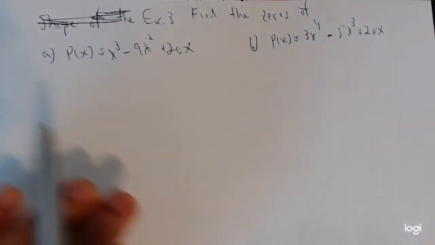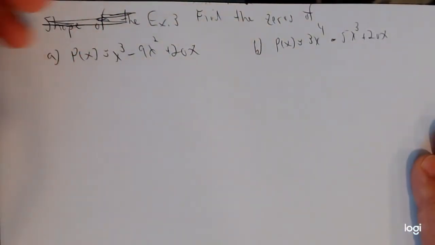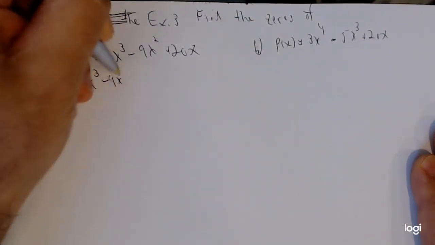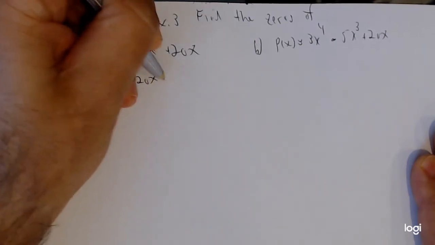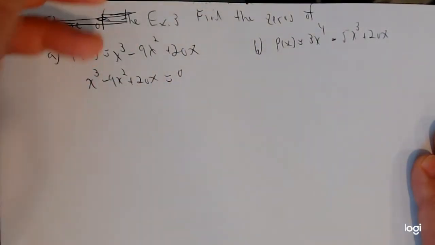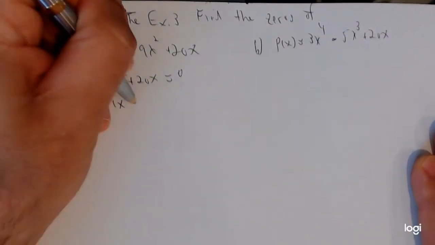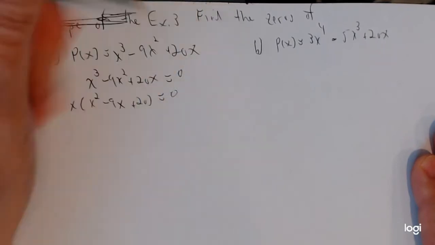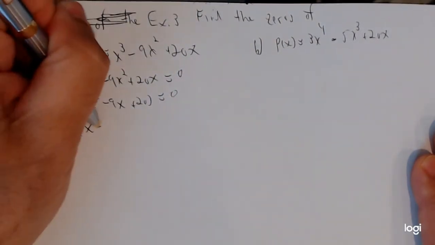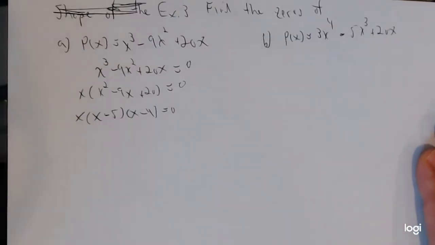Okay, so if we're finding the zeros of this, what do we need to do? I'm sure you've done this before. We take x cubed minus 9x squared plus 20x, set it equal to 0, and then solve this by factoring. So if I factor out an x from this, I get x squared minus 9x plus 20 equals 0. And it looks like I can factor that further, which gives me x minus 5, x minus 4 equals 0. So my zeros are what?